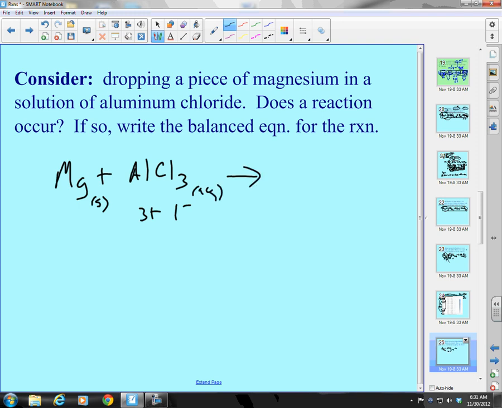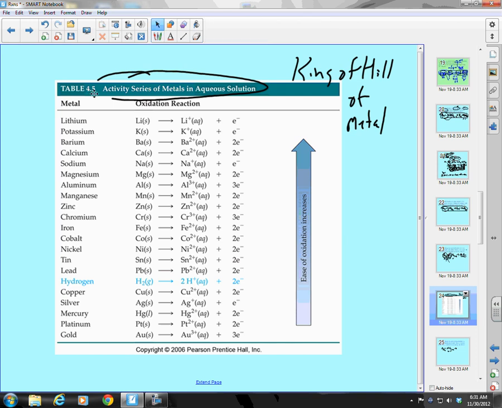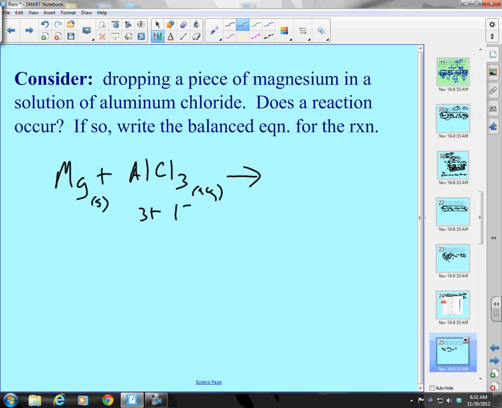Now, the question is, will it react? Well, let's go to our table. And where's magnesium? I can't see. You've written all over it, Mr. Smith. Where's magnesium? There's magnesium, and we're comparing it to what? Aluminum? There's aluminum. Which one is higher? Magnesium is higher, so that means magnesium will replace aluminum. Is that what we're looking for? Will magnesium replace aluminum? The answer is yes.